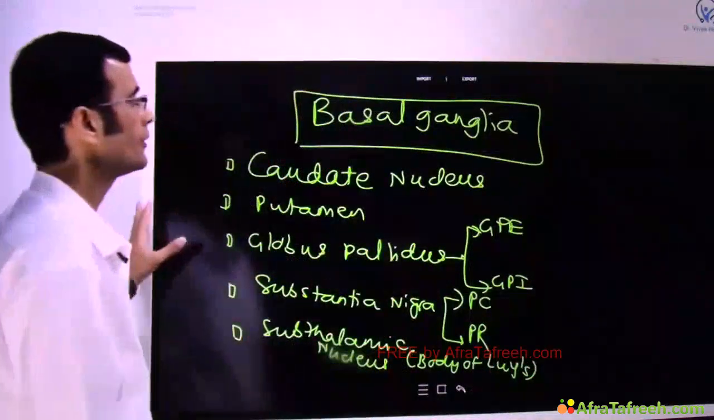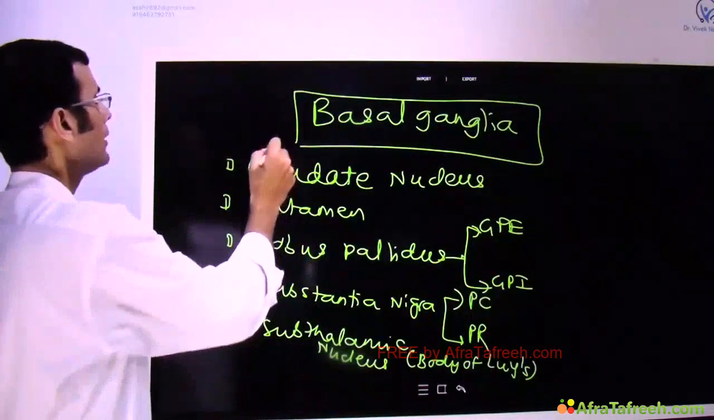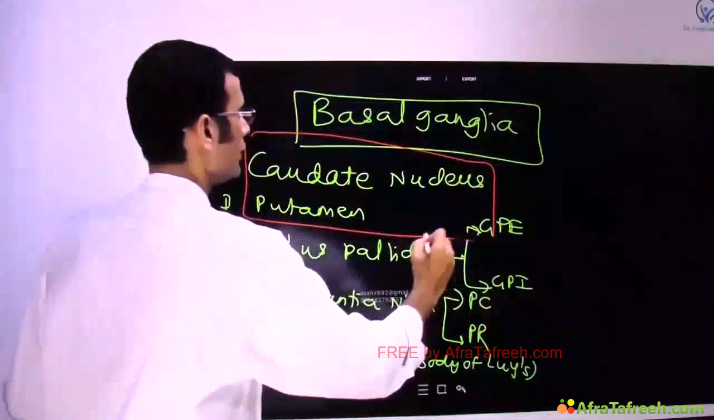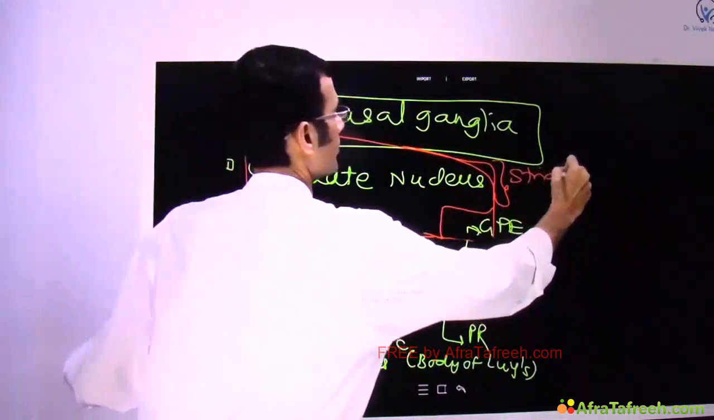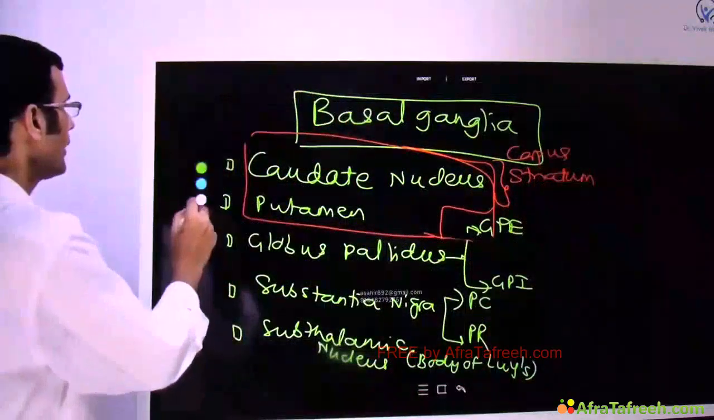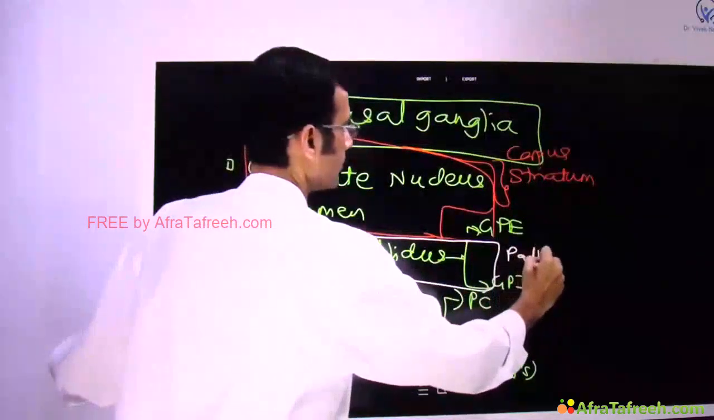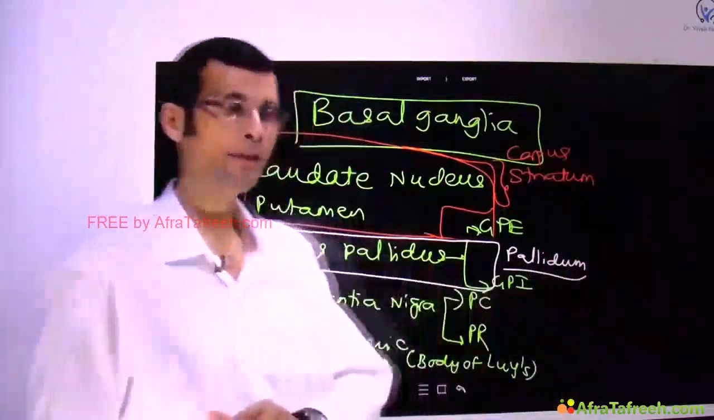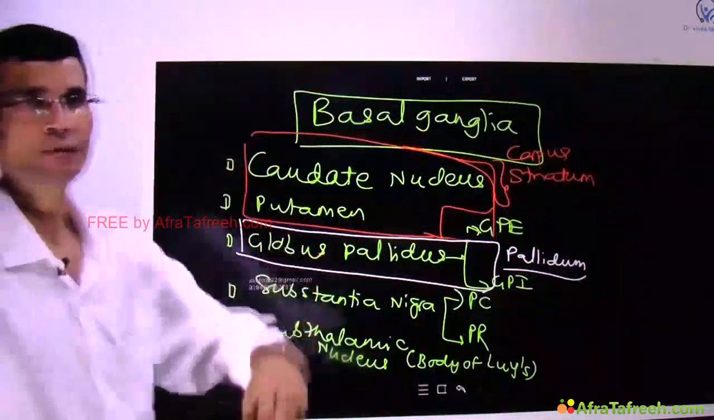Now, functionally speaking, connection point of view, caudate nucleus and putamen is considered one. Caudate nucleus and putamen together are considered as striatum or corpus striatum, and globus pallidus is called as pallidum. So we have corpus striatum and pallidum, the globus pallidus. That's functionally or connection wise.